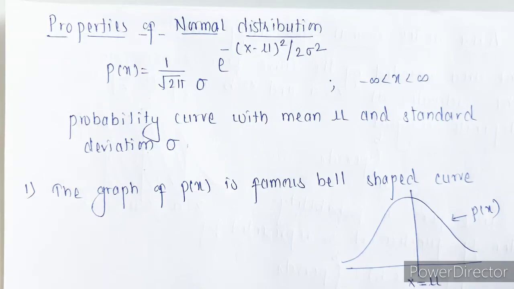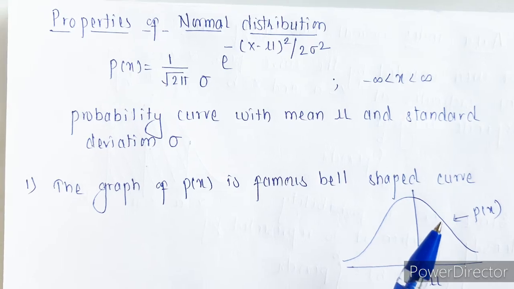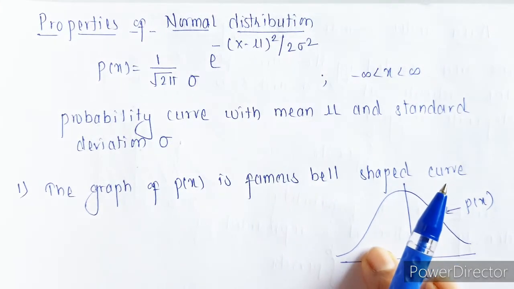In the last video, we studied the normal distribution, that is, the probability density curve of the normal distribution, the mean of the normal distribution and the variance of the normal distribution. Now let's look at the properties of the normal distribution.